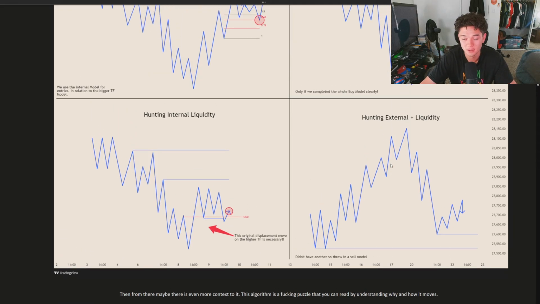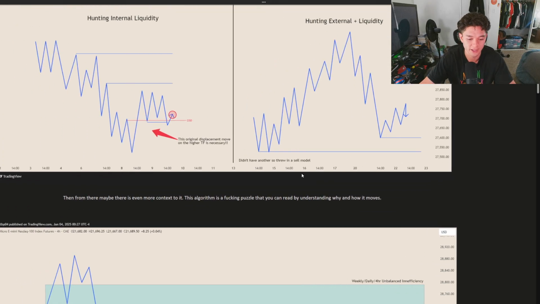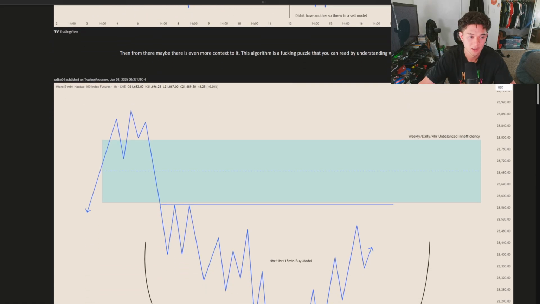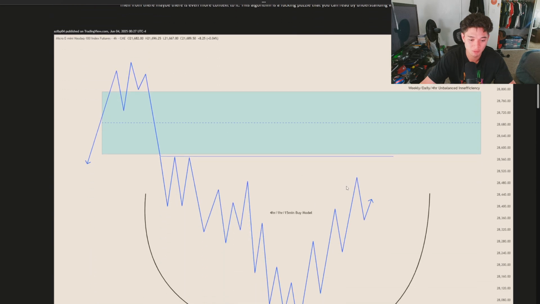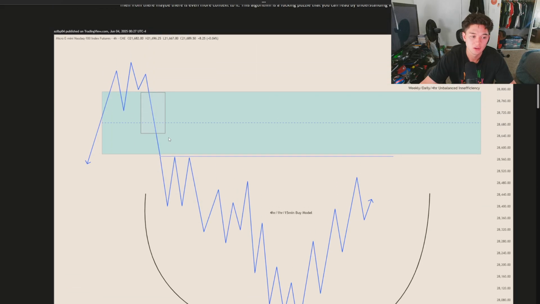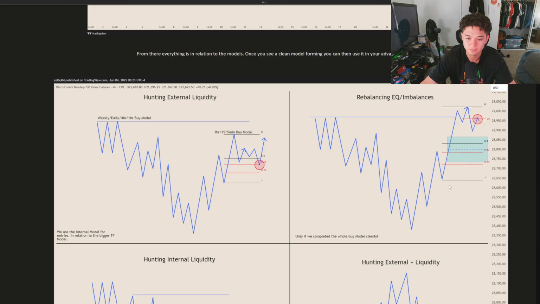And then of course, on the opposite side, if we form a sell model, I want to see this exact same thing. So that's what I'm looking for in the higher time frames: the market maker model, and where we are in relation to it. And then from there, we want to see a model form inside of a model. So say there's a reason to go higher.